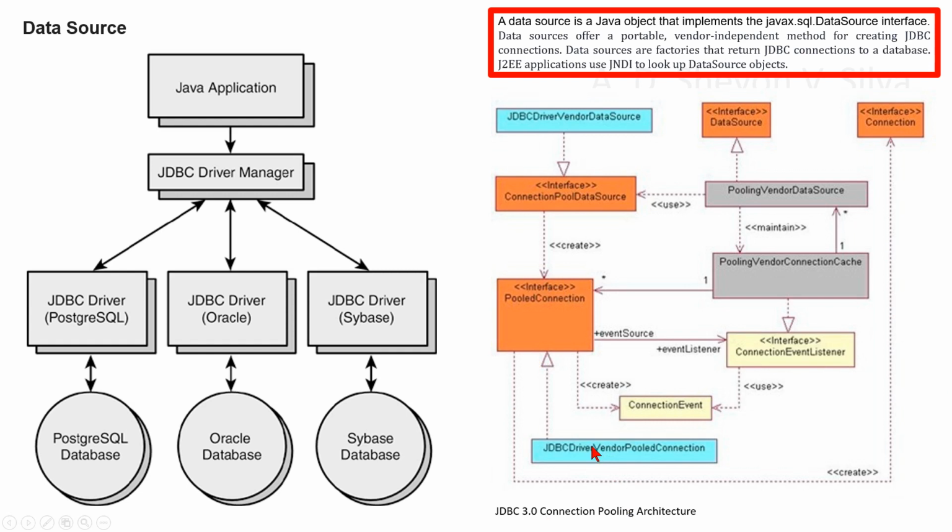The pool connection object maintains the physical connection to the database. The connection object created by the pool connection object is simply a handle to the physical connection.